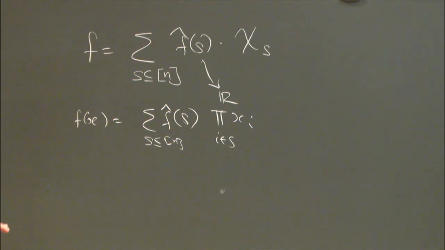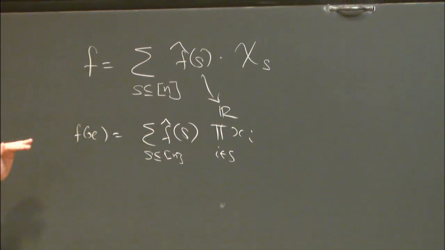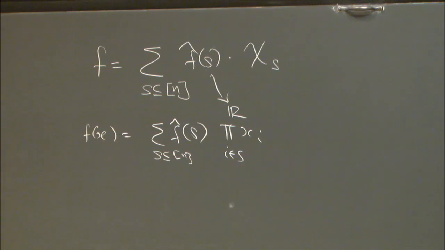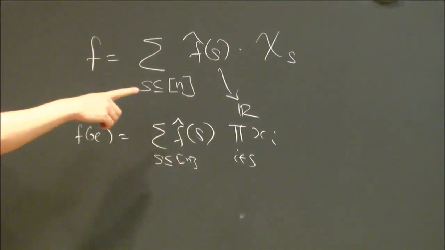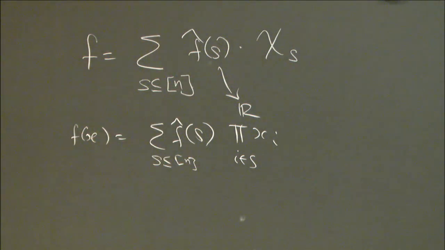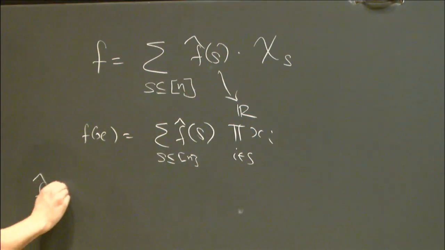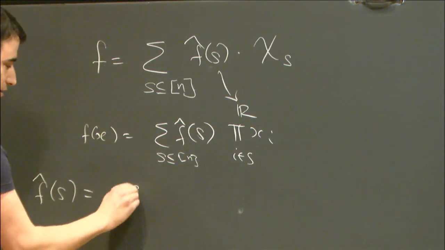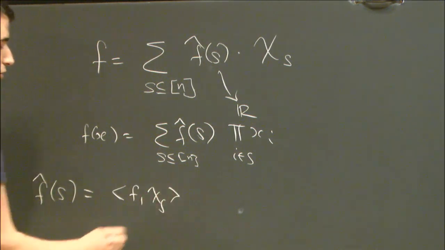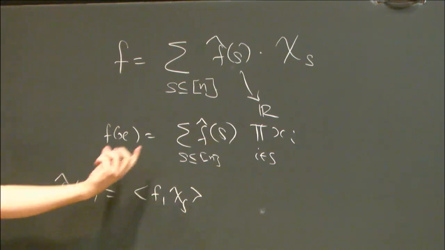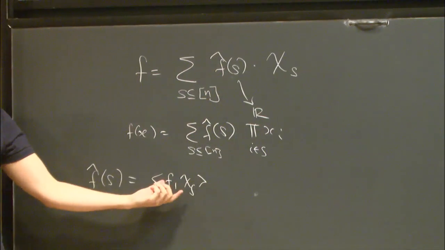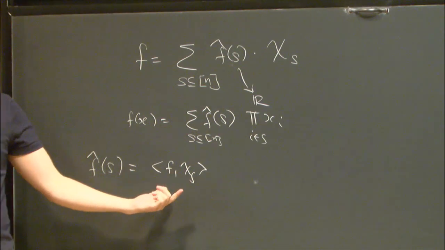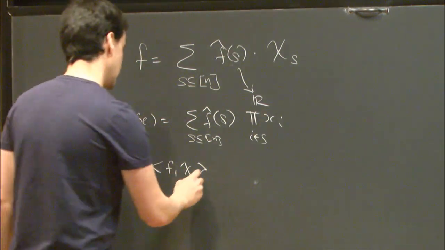Okay, so once we have this, we have a few very nice observations. First, how can we calculate this coefficient, the Fourier coefficient? We can simply take the inner product of the function with the character. Since these are orthonormal, if I write f as the sum of these, everything is 0 except for the s coefficient, and then I get that this equals this.